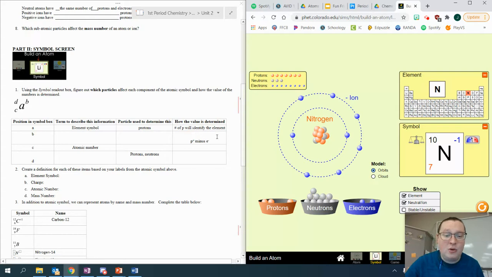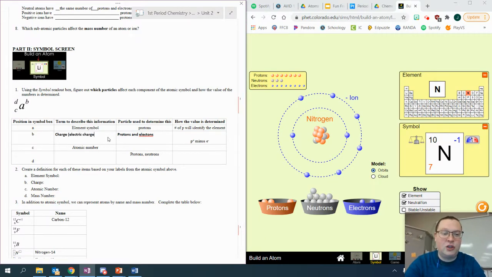So how do we determine that? We can just take protons minus electrons, and the particles used are protons and electrons to figure that out. And the term we use to describe that is just charge. If we wanted to be more specific, we could call it electric charge. Generally, we just call it charge. All right, let's look at box C then, that bottom left box.